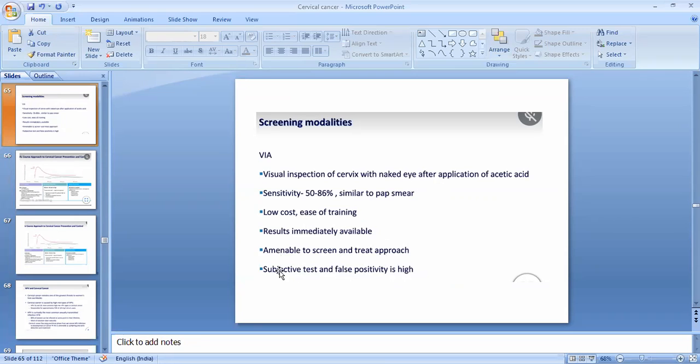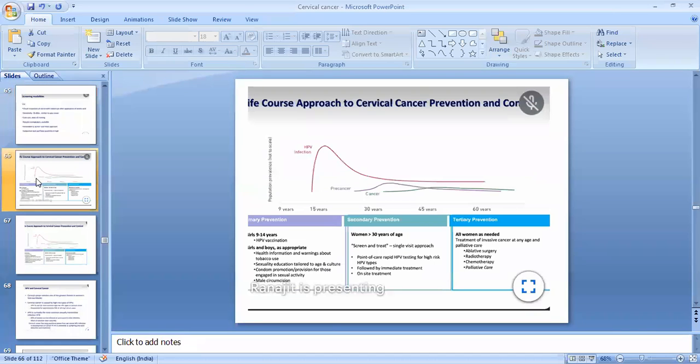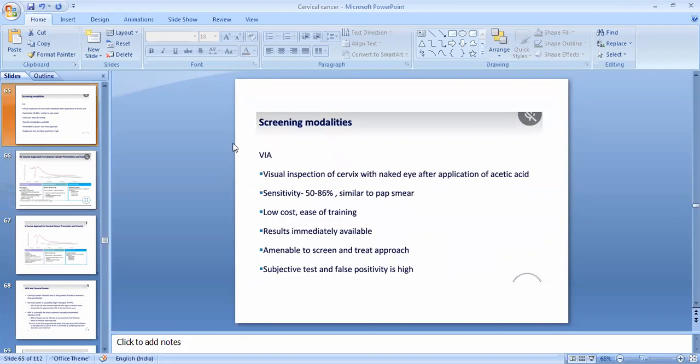Those people who are looking at it, depending on his or her skill, some false positivity could be there. But overall, VIA is a very low cost clinical observation, a screening process by which one can be easily screened even in remote areas. And then comes the pap smear. So VIA is one of them. Then pap smear is second.